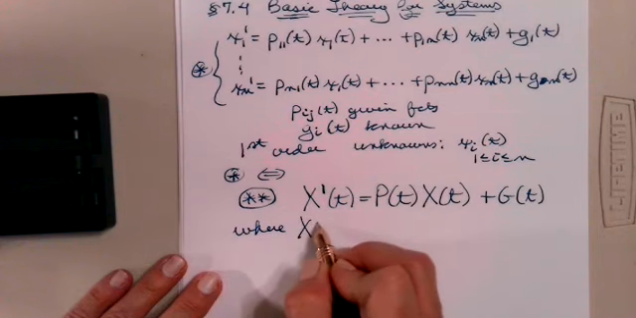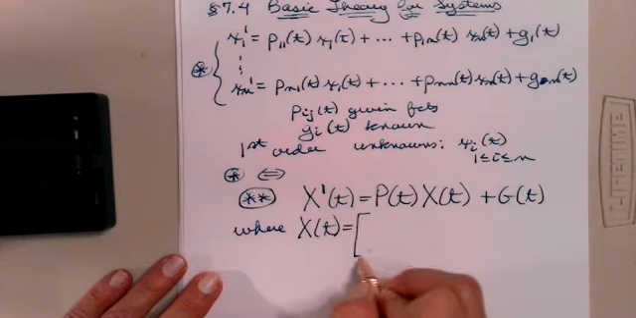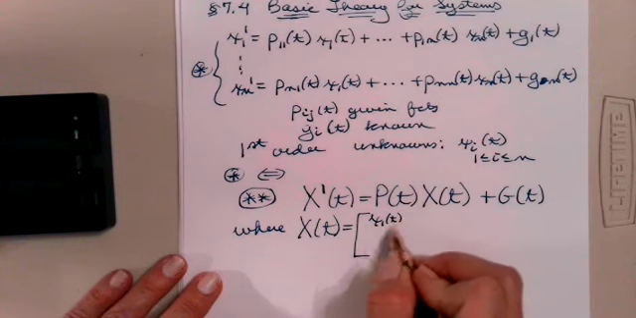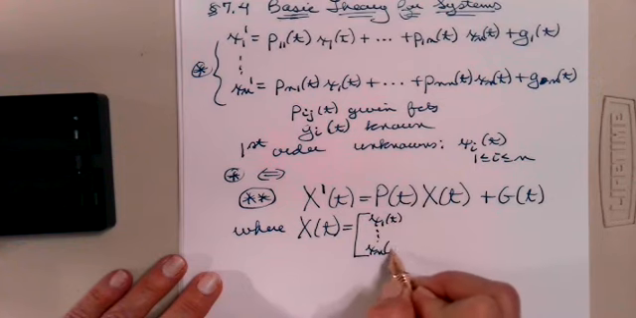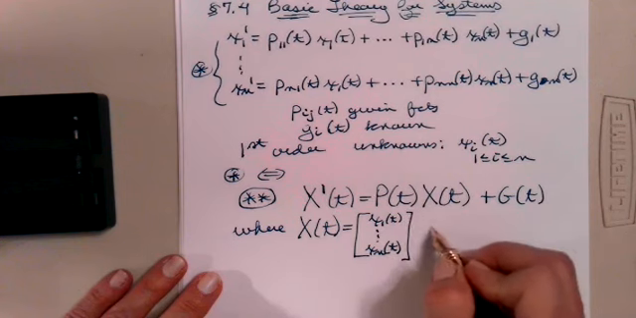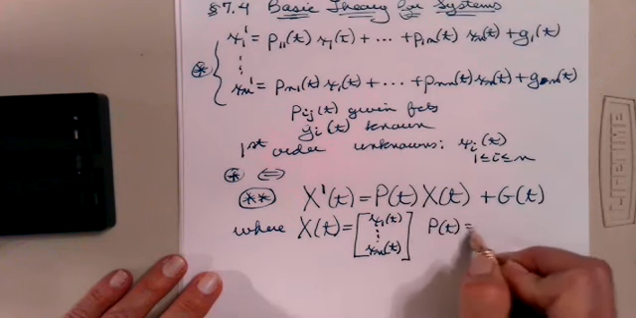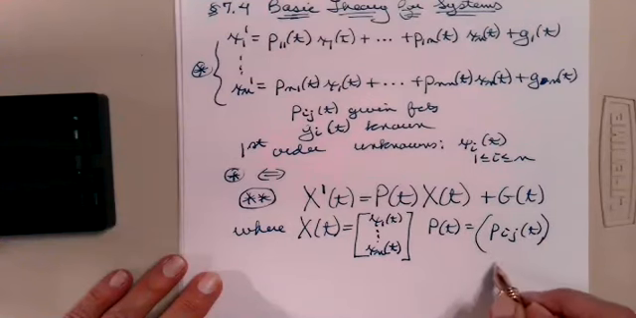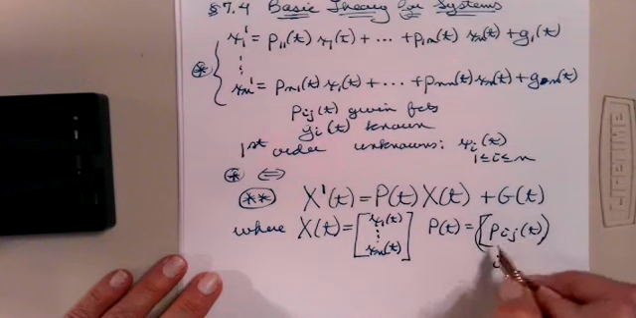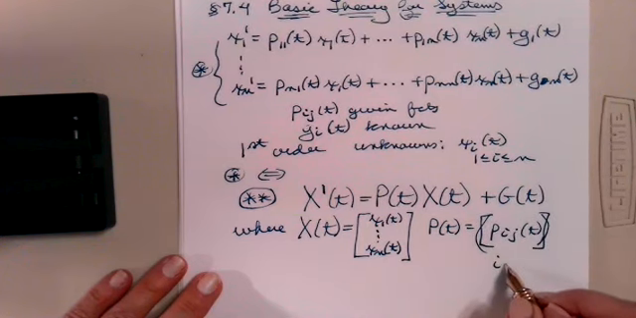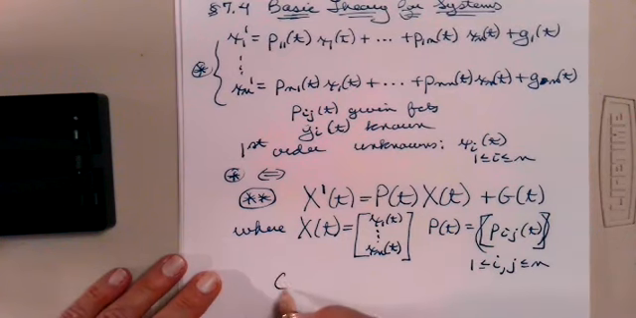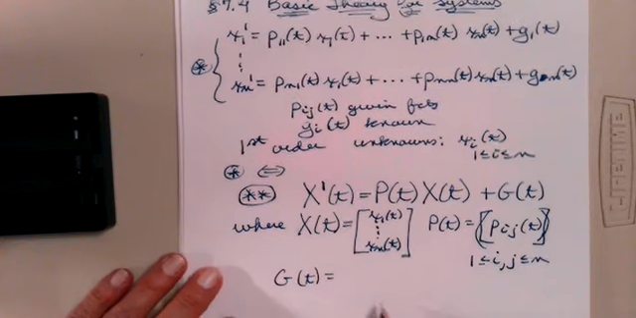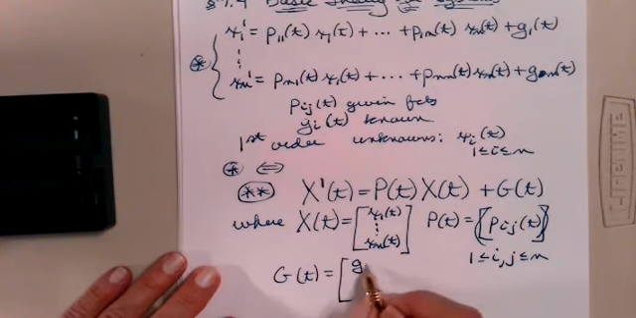where X of t is the column vector x1 of t up to xn of t, containing all the unknown functions. P of t is the square matrix Pij of t, with i, j between 1 and n. I've been writing matrices with square brackets. And G is the column vector that contains all the inhomogeneous terms, so it goes G1 of t up to Gn of t.